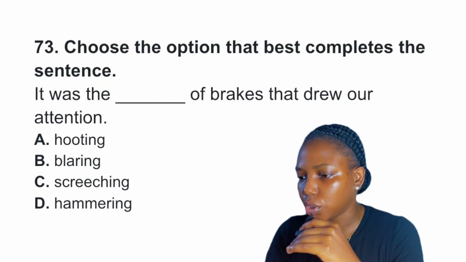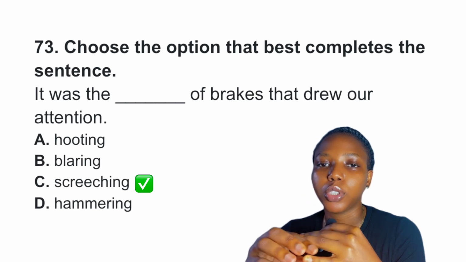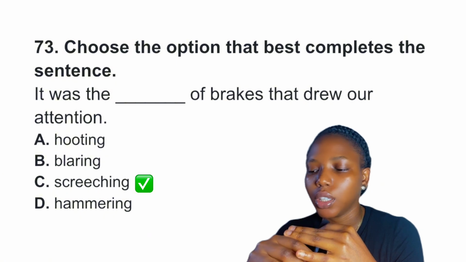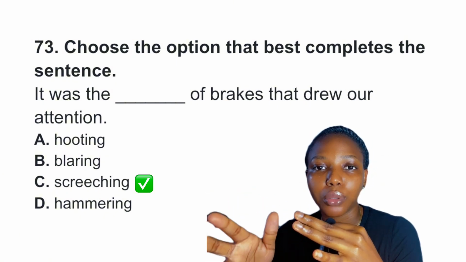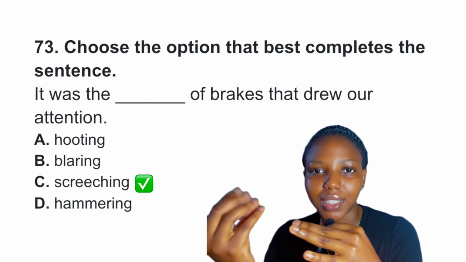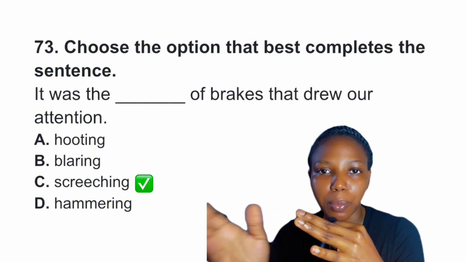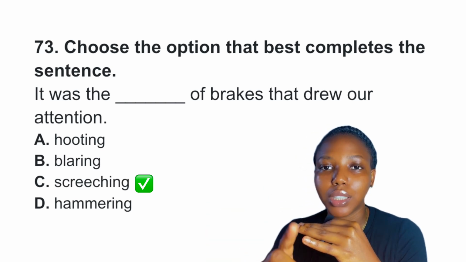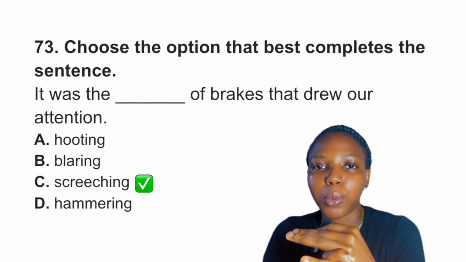Question 73. Choose the option that best completes the sentence. It was the dash of brakes that drew our attention. Option A, hooting, is associated with car horns. Blurring is associated with sirens or car alarms. They are sounds. Screeching is associated with brakes, that high pitched piercing sound, right? Hammering is associated with construction and carpentry. It's a loud noise. So the answer to this question is screeching, because we can see brakes used in the question. So the best answer to this question is option C.